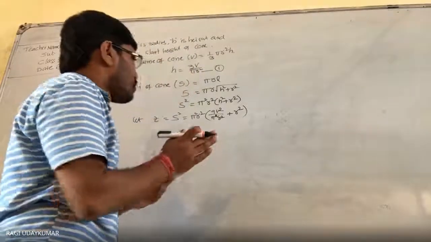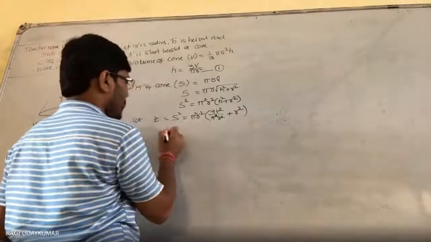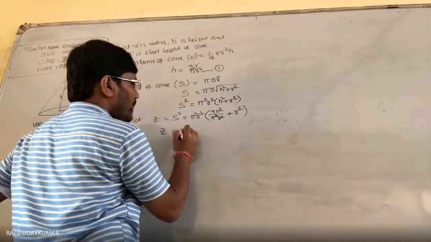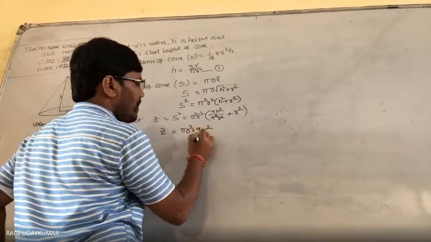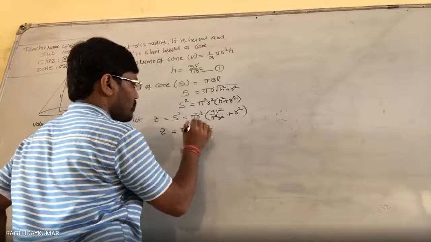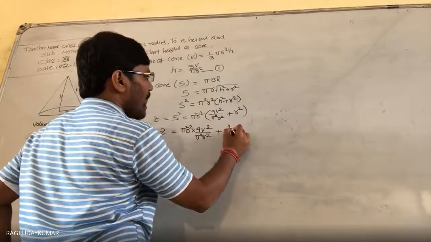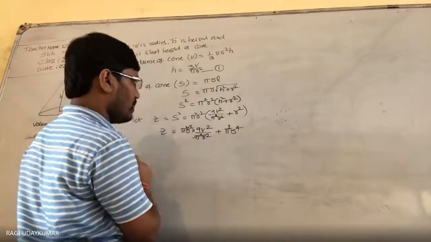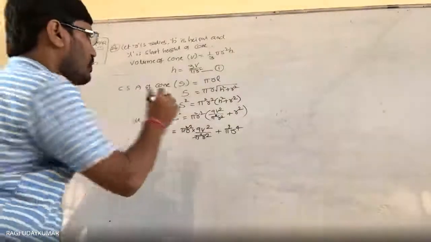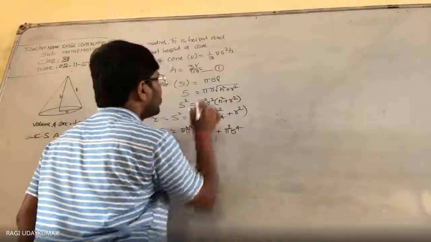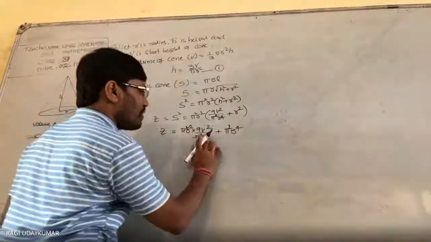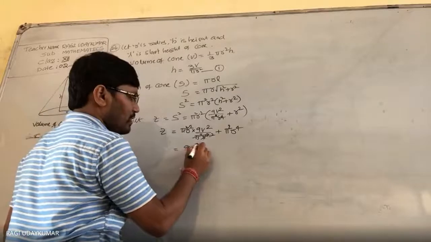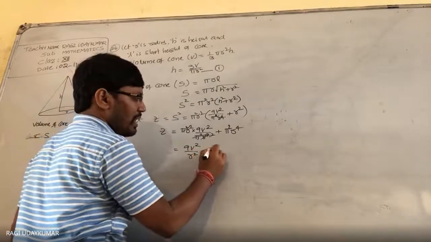Okay, so what do you get? Let us see here. Simplify. z is equal to S square, and z now has to be differentiated. So what do you get here? Pi square r square into 9v square by pi square r square, plus pi square r to the power of 4. The pi square r square cancels, and here r to the power 4 will come. So we are going to get 9v square by r square plus pi square r to the power of 4.